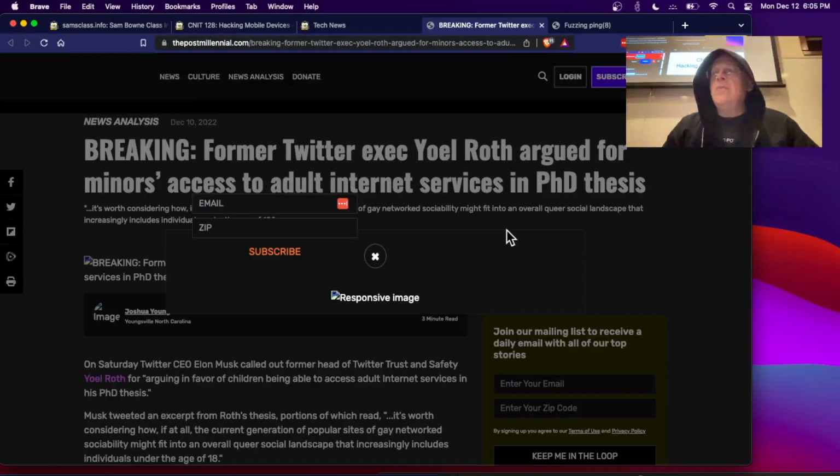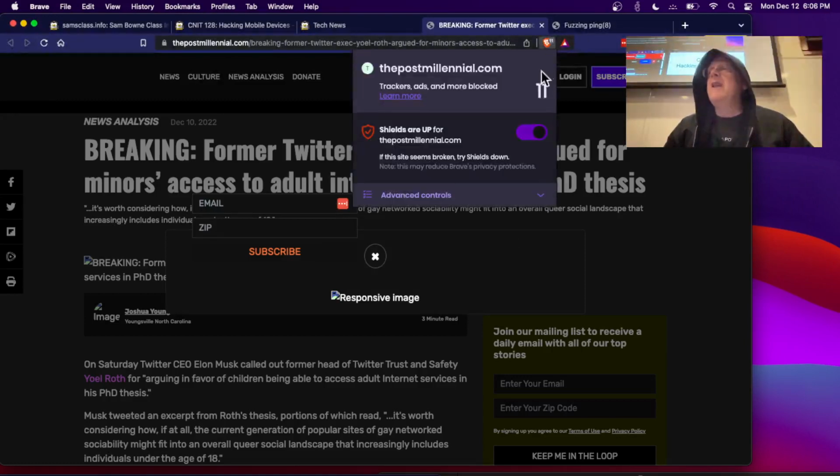So Yoel Roth was the most respected, what if anybody get rid of this? Apparently not. Anyway, some kind of garbage is blocking me from getting to the page. Let me see if I turn off the ad blocker, if it gets better or worse.